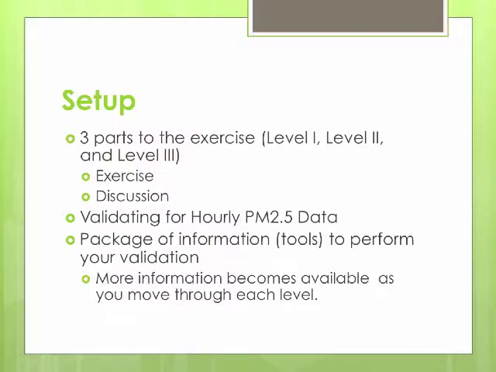So as we were mentioning, we're just going to be talking about 2.5 data from a BAM unit. So it's really as simple as it can get right now. Every district has way more than that, but we're going to keep it simple. So in front of you is the package of information that contains all the tools that you'll need to do level 1 validation. And then as we progress through the different levels of validation, we'll get more and more tools at our disposal.